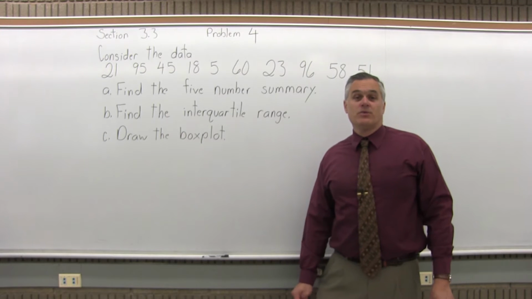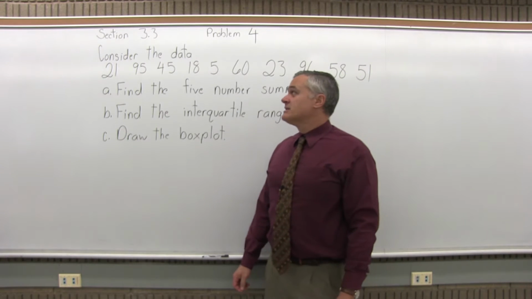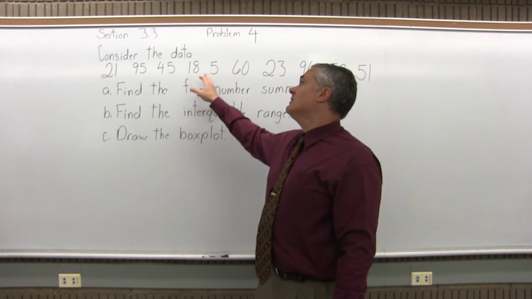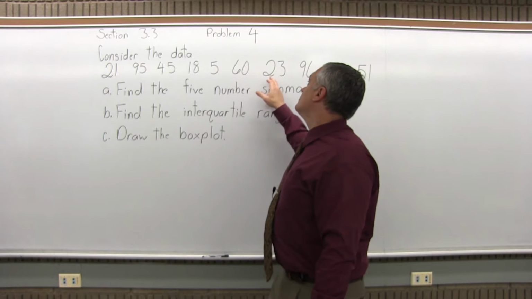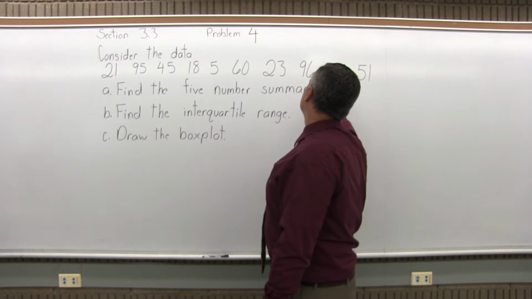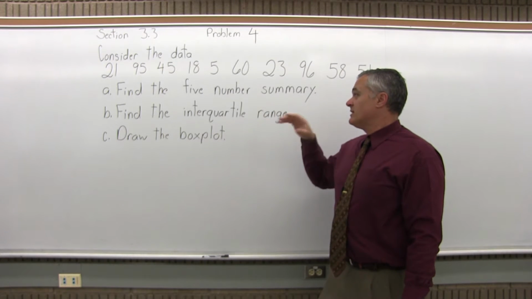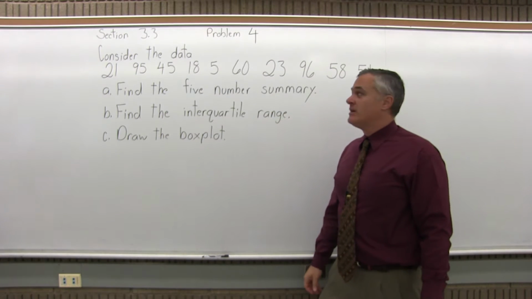This is Section 3.3, Problem number 4. It says, consider the data 21, 95, 45, 18, 5, 60, 23, 96, 58, and 51. Find the 5-number summary, find the interquartile range, and draw the box plot.